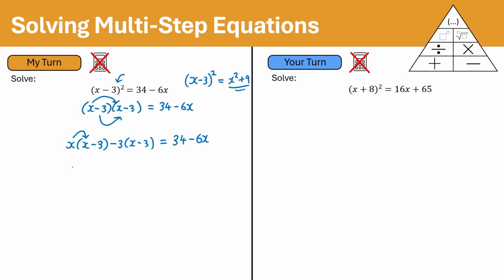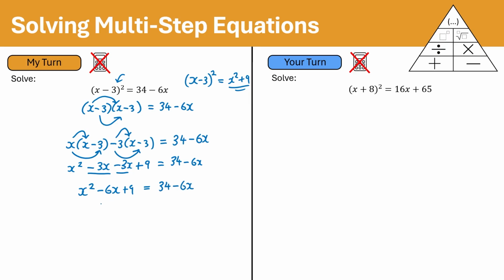So I'll do x multiplied by x to give me x squared. I'll do x multiplied by negative 3 to give me negative 3x. I'll do negative 3 multiplied by x to give me negative 3x. And I'll do negative 3 multiplied by negative 3 to give me positive 9. And that's equal to 34 subtract 6x. I'm going to collect together my x terms on the left-hand side. That gives me x squared subtract 6x, add 9. And on my right-hand side, I have 34 subtract 6x.